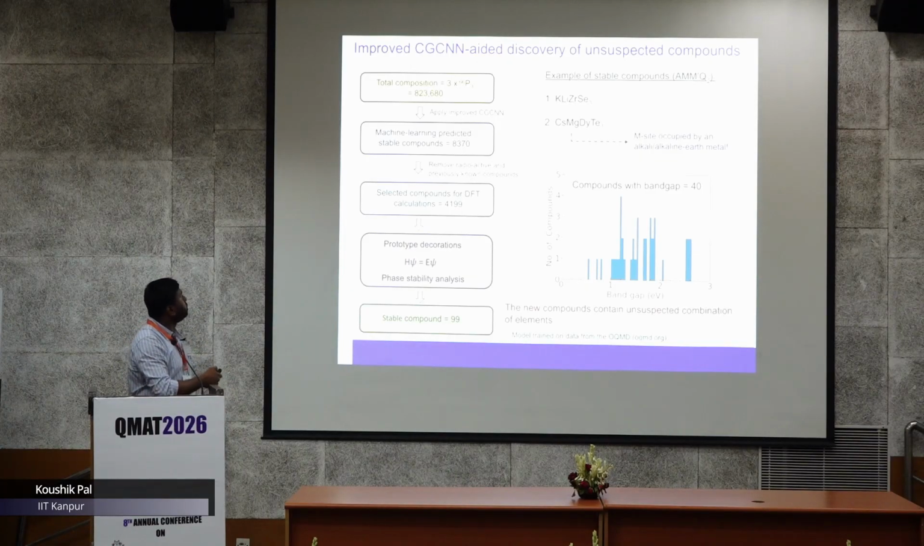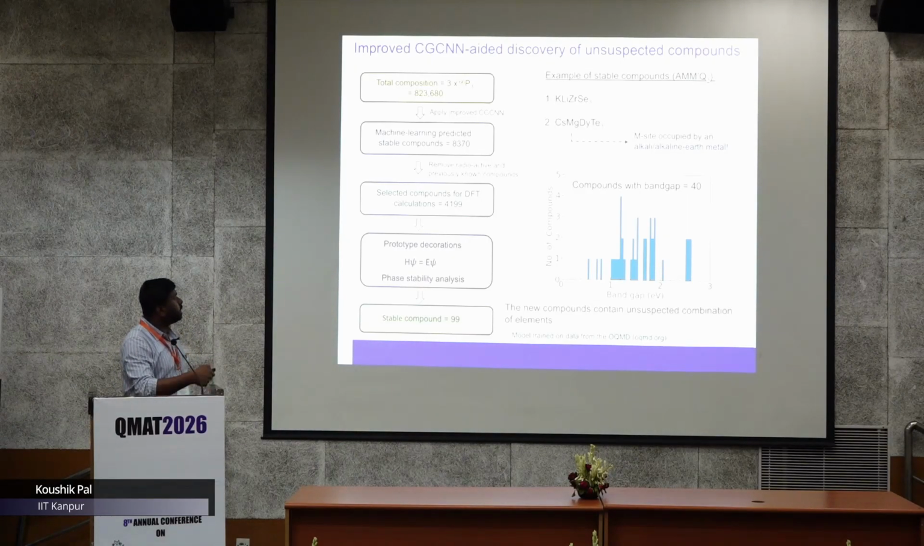And then we did further screening to remove some radioactive elements and so on, and ultimately we came up with about 4,000 compounds. Now again we have to do the same thing. We have to do DFT calculations on these 4,000 compounds, and then perform stability analysis, and ultimately it gave us about 100 compounds.